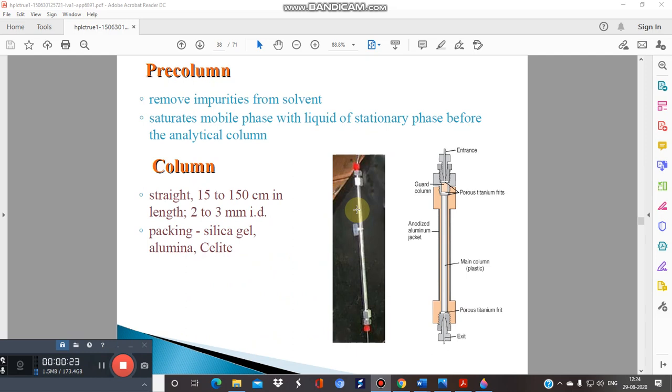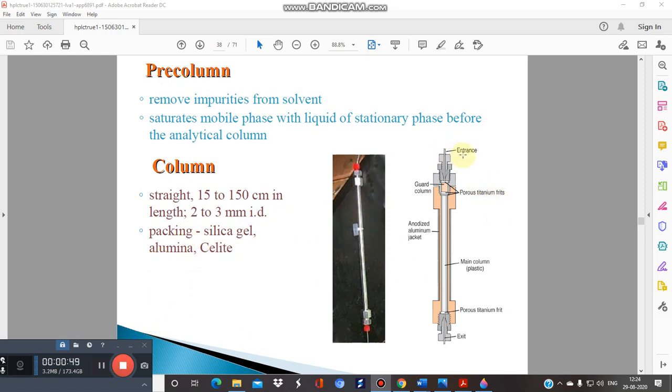This is the typical diagram of the HPLC column. These types of columns are used in which we have to put our stationary phase. Generally they are straight, 15 to 150 centimeters in length and 2 to 3 mm in diameter. The packing material is generally silica gel of different grades, alumina, and silicate also.